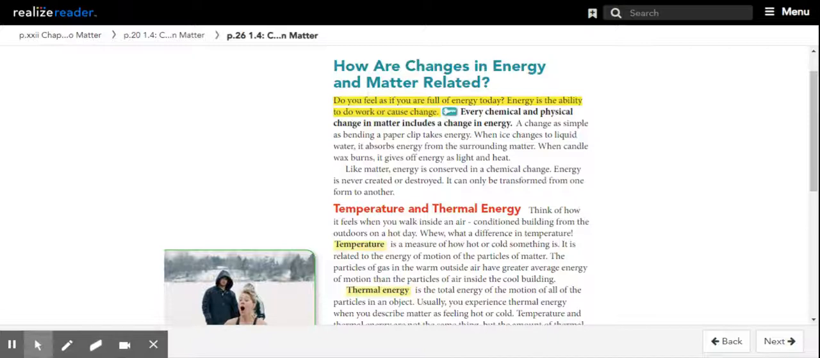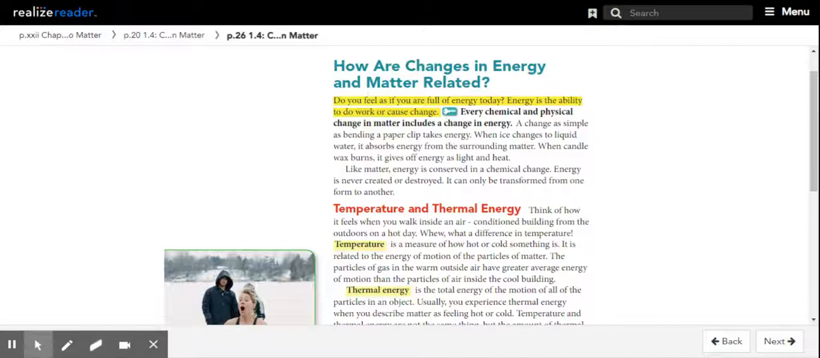Now, there is a difference between temperature and thermal energy. Temperature is related to the energy of motion of particles in matter. The warmer the particles in matter are, the greater their average energy of motion. Thermal energy is the total energy of all the particles of matter in an object.